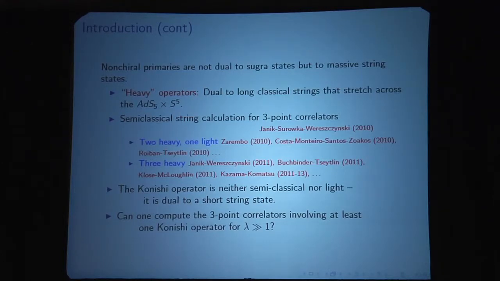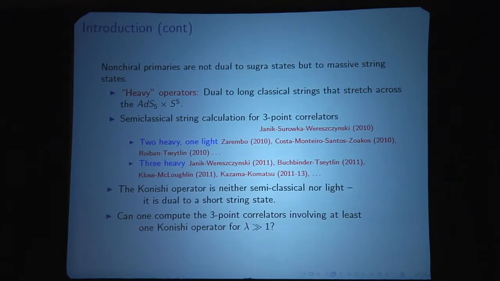But the Konishi operator, the one I want to concentrate on today, is neither semi-classical nor light. It's basically dual to a short string state. When I say short, I should always make a clarification. I do not mean that it's part of a short supermultiplet. It's actually part of a long supermultiplet. When I mean short, I mean short. It's actually short compared to the size of AdS5 x S5.